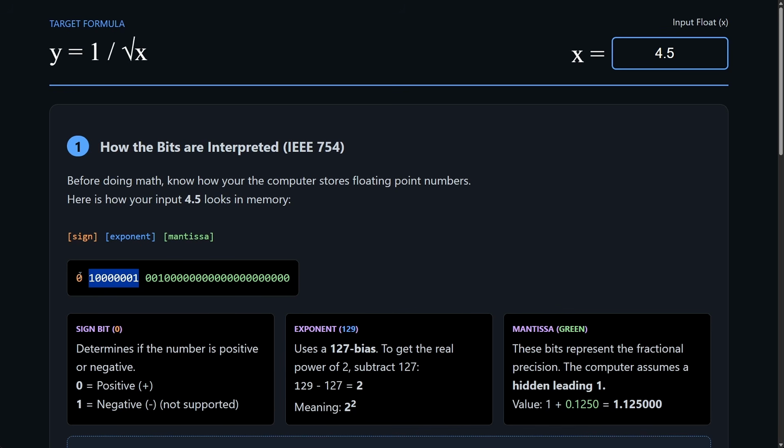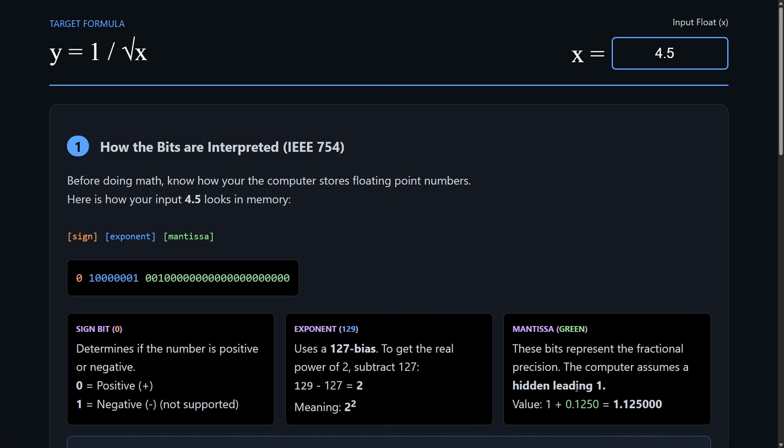The exponent is stored in the next 8 bits, and this is 127 biased. So that means whatever value you're setting here in these 8 bits, you're subtracting 127 from it. So in our case, this represents the value 129, and we need to subtract 127 from it, and that gives us 2. So this means we have an exponent of 2. So 2 to the power of 2. And then we have the remaining 23 bits, which represent the fraction or the mantissa.